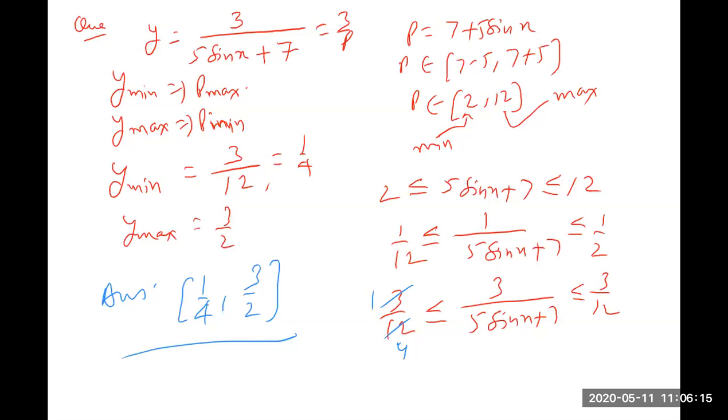Yeah, see here, this is the minimum value 1 upon 4 and the maximum 3 upon 2. This I have written finally here, 1 upon 4 to 3 upon 2. So this is the final answer. What is the range of that? This is the range, 1 upon 4 to 3 upon 2. Now see, sometimes you may get another type of questions also. So those also I am taking.